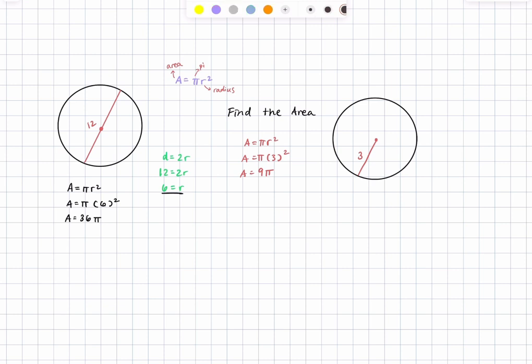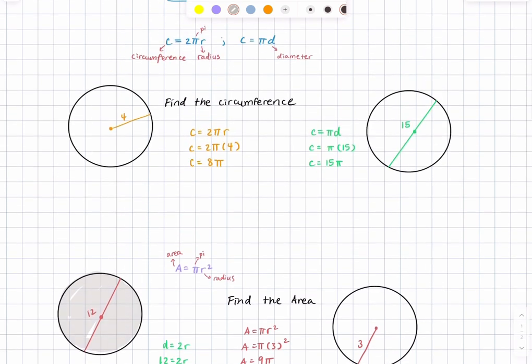Just to summarize, area talks about all the area inside of this circle, and circumference is talking about the length of the black outline of the circle.